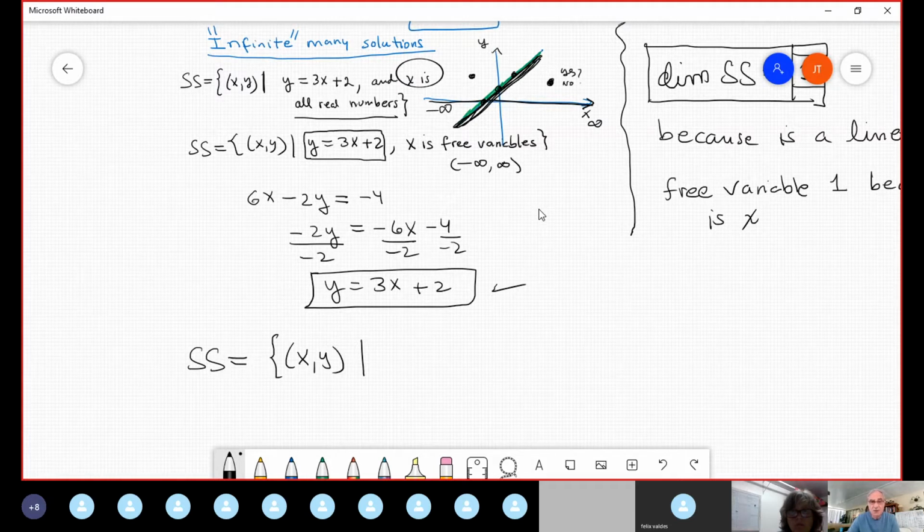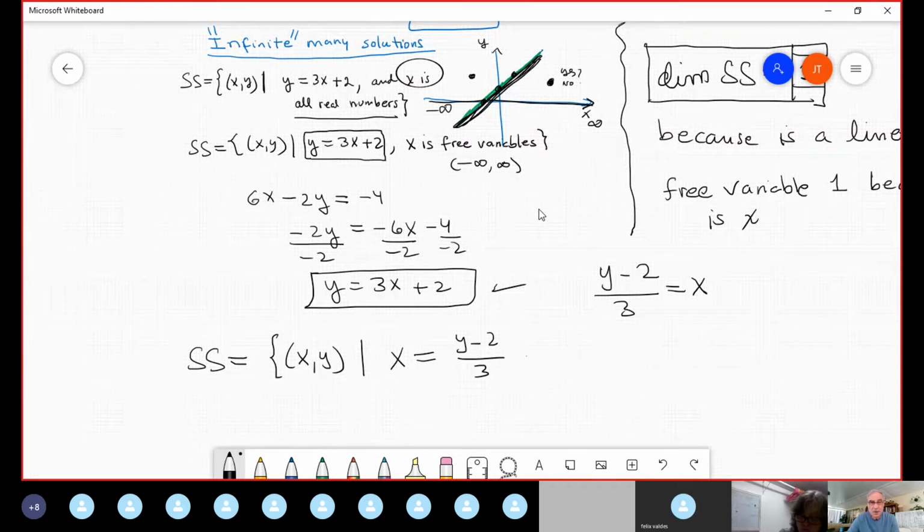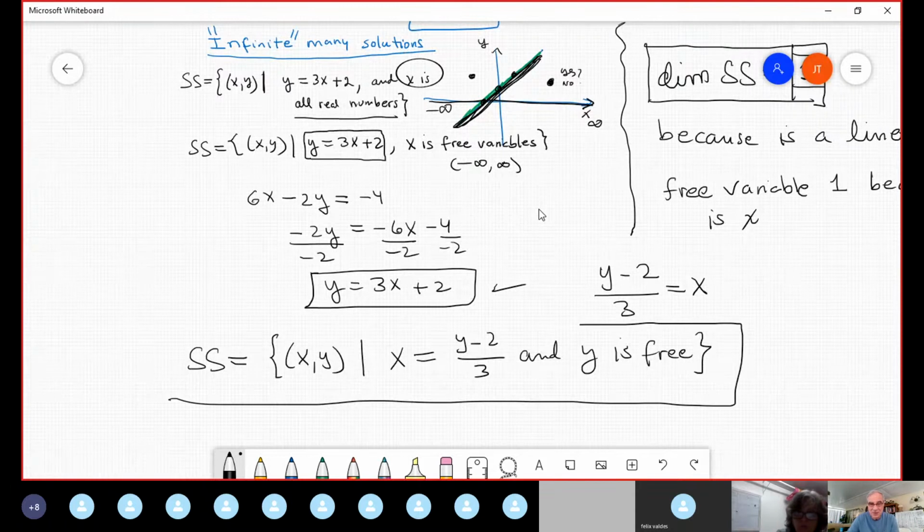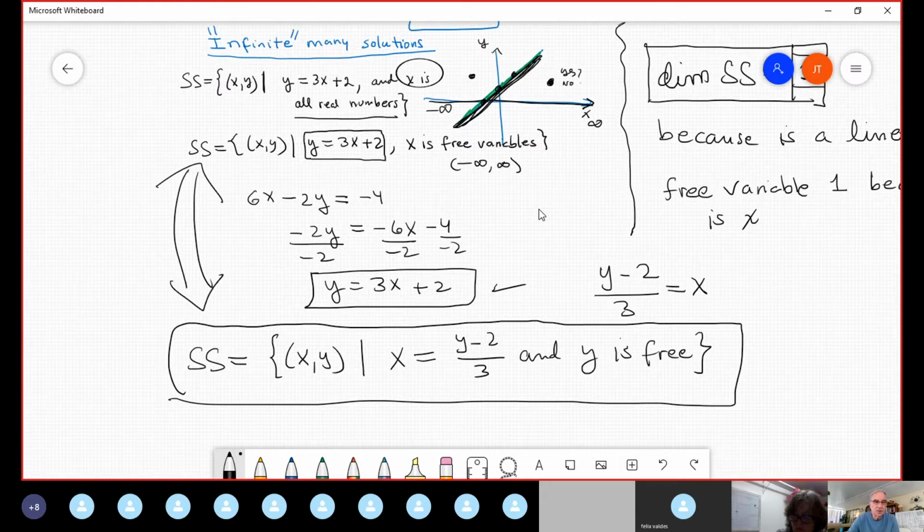So you solve for X in this equation: Y minus 2 divided by 3 is equal to X. So you declare X is equal to (Y minus 2) divided by 3, and Y is a free variable. It's another possibility to write exactly the same thing. This and this are the same thing, expressed in different ways. They are equivalent statements.